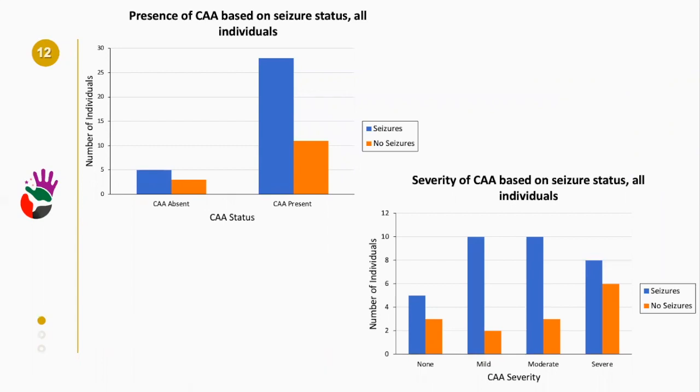So what we did was we created these figures seen on this slide, and this was for all the individuals in our sample, including the people who did not have Alzheimer's disease. But what stood out especially over here is looking strictly at CAA status. You can see that of the people who had seizures, a vast majority of them had CAA as well, as compared to those who didn't. And so that definitely stood out to us as being potentially promising. Although when we looked at CAA severity versus seizures, it didn't appear that there was any unified trend. It increases, but then it decreases.